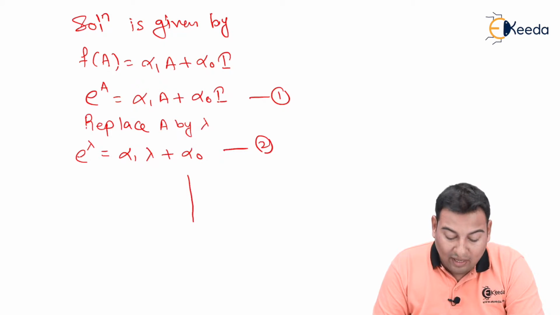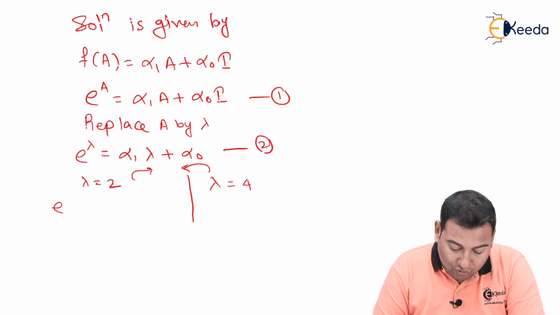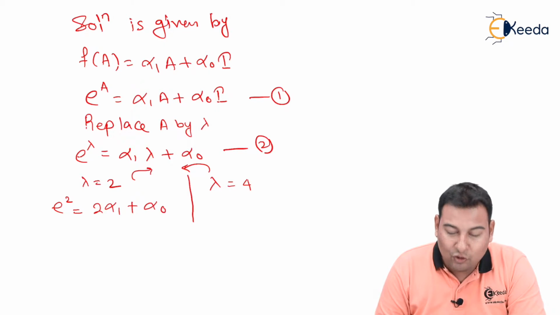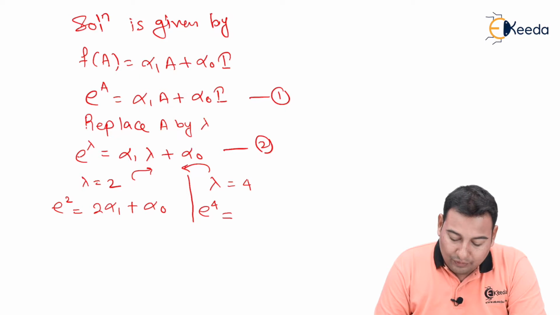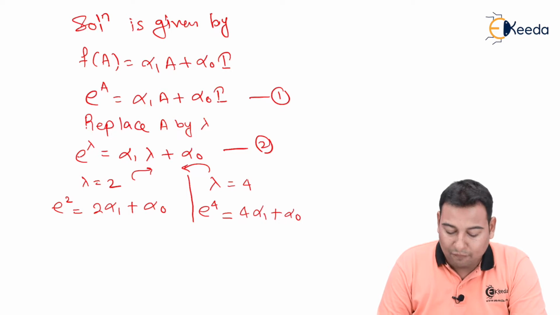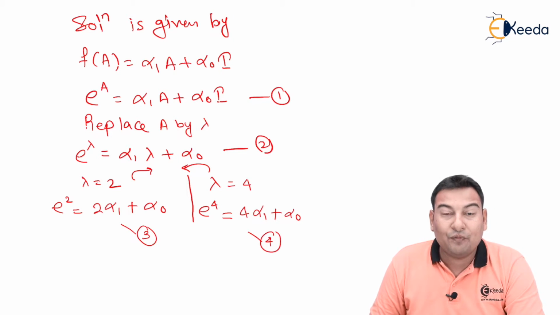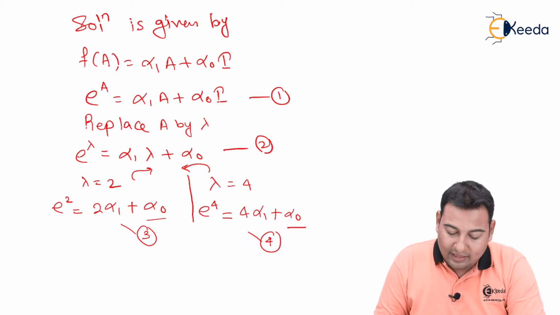So let's put the two values of lambda that we got, 2 and 4. For lambda equal to 2, that will be e squared equal to 2 alpha 1 plus alpha 0, and if we put lambda equal to 4, e raised to 4 is equal to 4 alpha 1 plus alpha 0. So this is my equation number 3 and this is my equation number 4. Now friends, tell me how to solve these equations. Obviously you need to solve manually. If I subtract, alpha 0 will be cancelled and I'll get alpha 1.